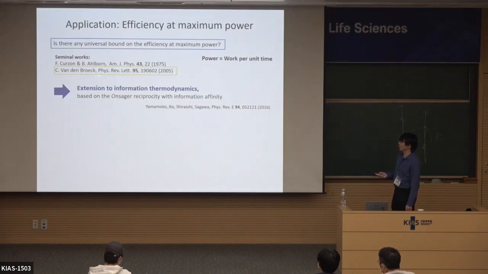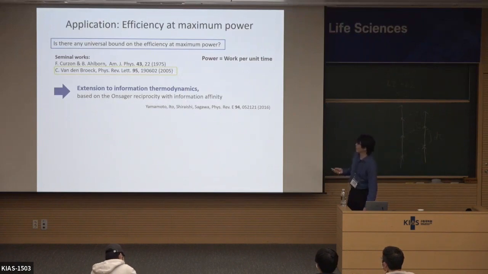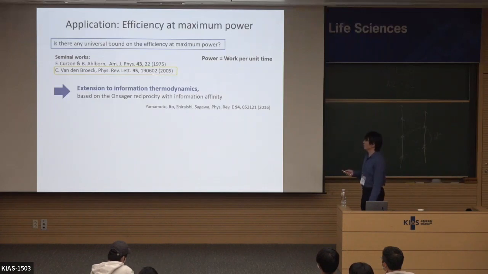Well, in the linear response regime, Christian van den Broeck proved a very universal property of the efficiency at maximum power. It basically says that the efficiency at maximum power is half of the perfect maximum efficiency. So if we maximize the power instead of the efficiency itself, then the efficiency becomes half of the maximum. That is always true in the linear response regime. The proof is not difficult, and it is based on the Onsager reciprocity.